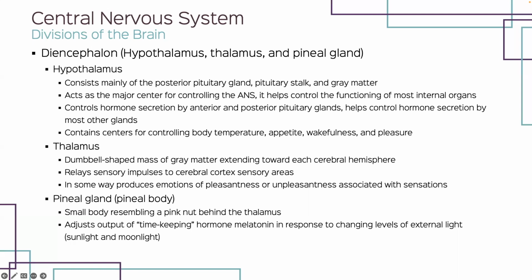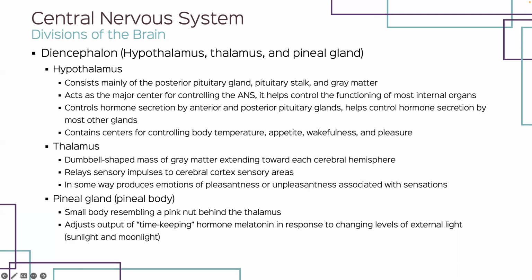Just above the hypothalamus is a dumbbell-shaped section of gray matter called the thalamus. It is composed chiefly of dendrites and cell bodies of neurons that have axons extending up towards the sensory areas of the cerebrum. The thalamus relays sensory information, associates the sensations with emotions, regulates level of consciousness, and participates in motor reflexes.